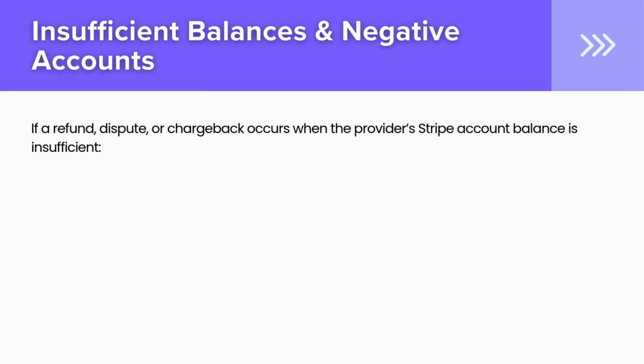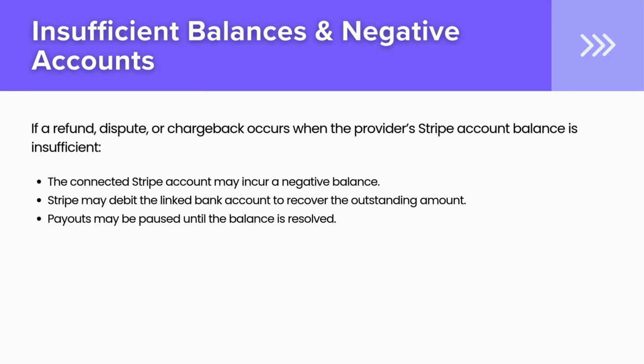If a refund or dispute happens and your Stripe balance is too low to cover it, your account may go into the negative. To resolve the balance, Stripe may debit the amount directly from your linked bank account. Until that's settled, any future payouts may be paused.